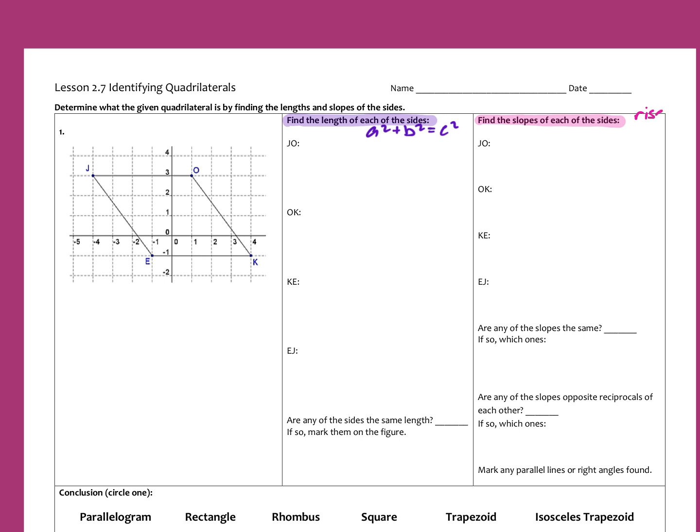Rise over run, right? Because it's in a plane, I just have to do rise over run, right? So pretty easy. I don't have to do any calculations. I just have to do rise over run. Are we good with that? The only calculation I'm going to do is a squared plus b squared equals c squared, right? Are we okay with that?